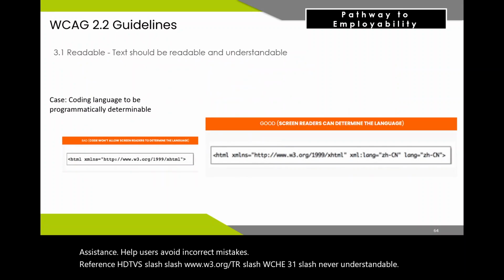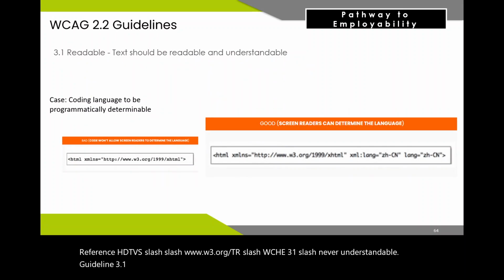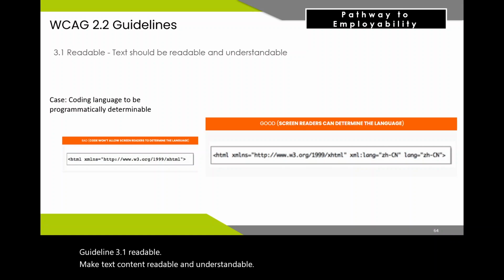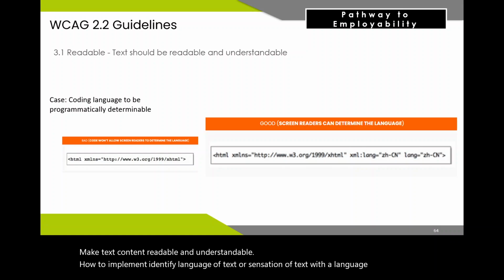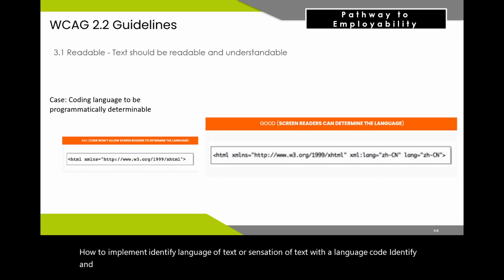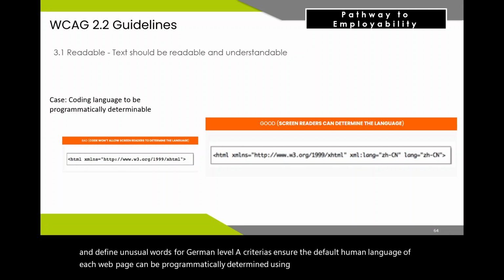Understandable. Guideline 3.1 Readable. Make text content readable and understandable. How to implement. Identify language of text or subsection of text with a language code. Identify and define unusual words or jargon. Level A criteria. Ensure the default human language of each web page can be programmatically determined using the HTML lang attribute.